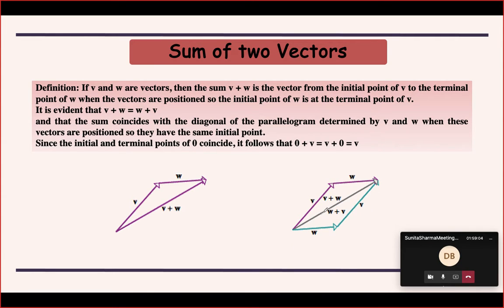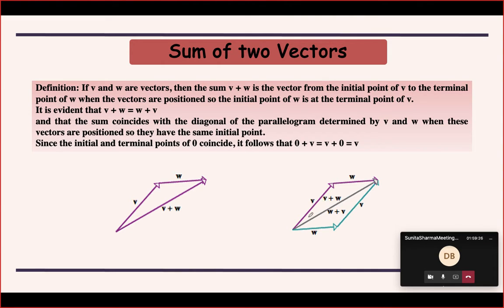Okay. And obviously they should be placed like this. So if you look at this side of the parallelogram, then you can see that the side here is identical to w. So in this placement you can also say that your v and w have the same initial points.